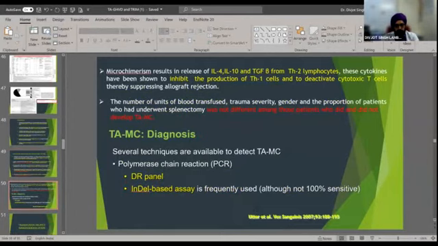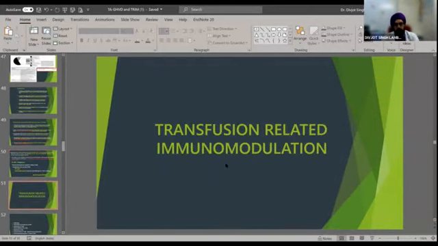There is a study in Vox Sanguinis 2007 which stated that microchimerism resulted in release of IL-4, IL-10, and TGF-beta from Th2 lymphocytes. These have been shown to inhibit the Th1 inflammatory response and deactivate the cytotoxic T lymphocytes, thus suppressing the rejection and causing microchimerism.